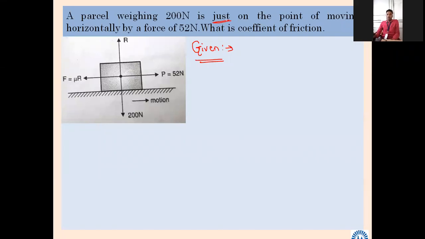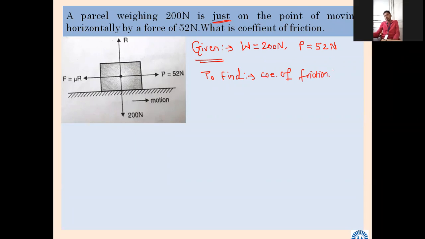Try to understand what is given. So for the parcel, weight is given. How much? 200 Newton. Okay. It is kept on a horizontal surface and a force of 52 Newton is applied. Let us say P. I will not say F because the F term is used for frictional force. Okay. And what are we supposed to find? आपल्याला काय काढायचं आहे? Coefficient of friction. What is its notation? Mu.